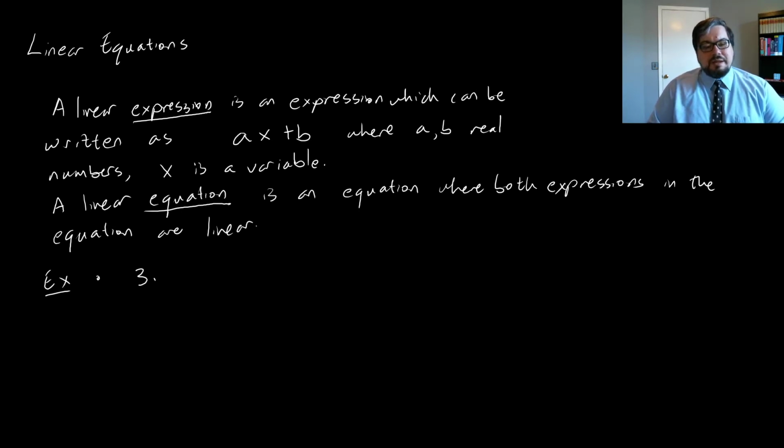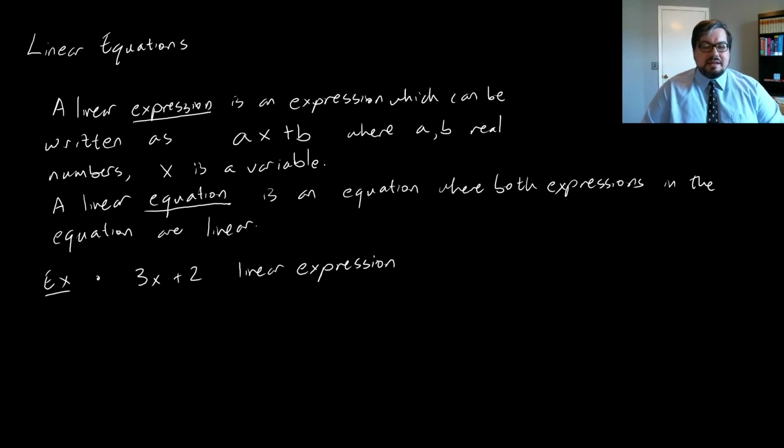So 3x plus 2, this is a linear expression. And this is pretty easy to see. 3x plus 2 is precisely in the form ax plus b, where a is 3, b is 2, and x is x.